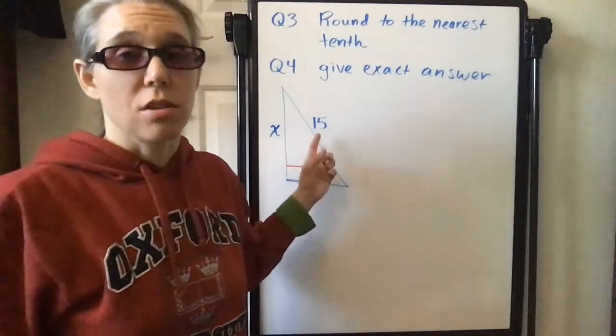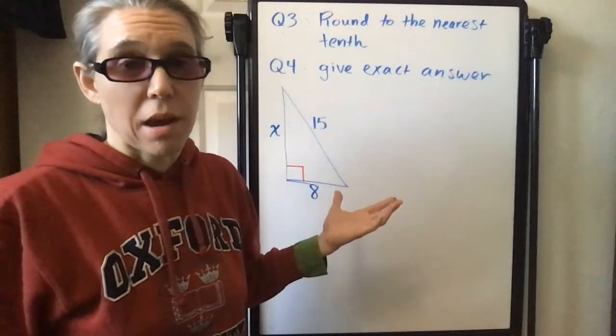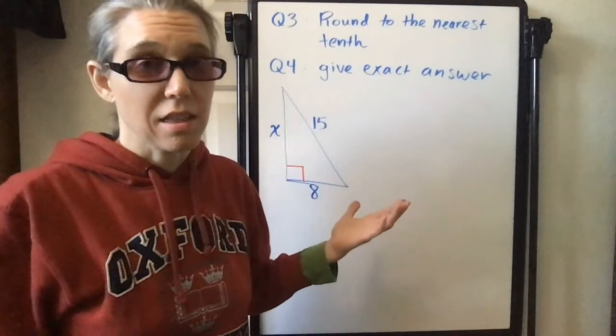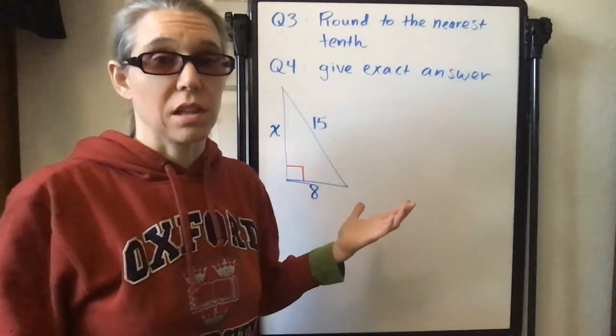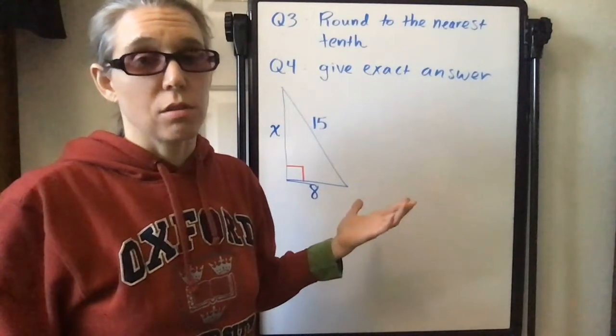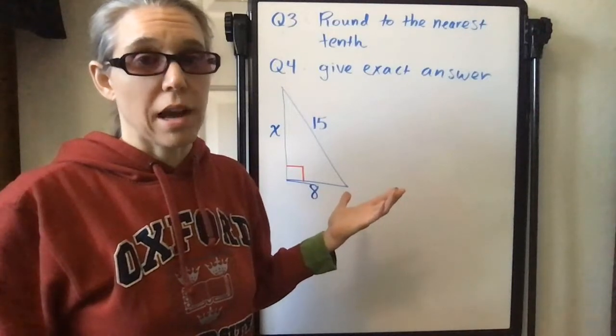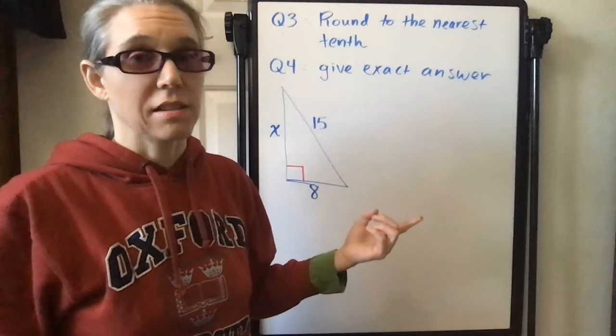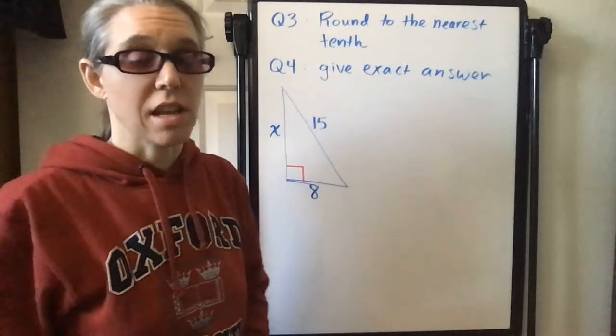Anyway, question 3 and question 4 are very similar on MyOpenMath. The only difference is that question 3 wants you to round the answer to the nearest tenth, whereas in question 4 you're to give an exact answer. So let me first just walk you through how to get to x, and then we'll look at the exact answer versus the nearest tenth.